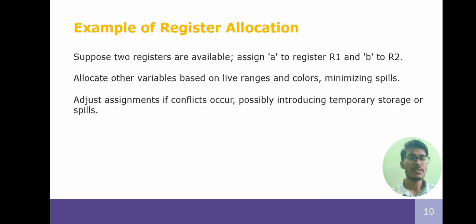The example of register allocation is: suppose two registers are available, assign A to register R1 and B to R2. Allocate other variables based on live ranges and colors, minimizing spills. Adjust assignments if conflicts occur, possibly introducing temporary storage or spills.